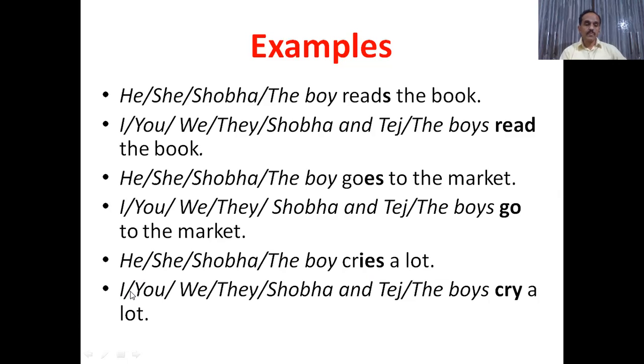The next example. I, you, we, they, Shobha, Tej, the boys. It is already known very well. I is first person singular, you is second person singular, and the remaining are plural. So we have not added S or ES or IES. That means the subject should agree with the verb. That is why it is called subject verb agreement. Right?